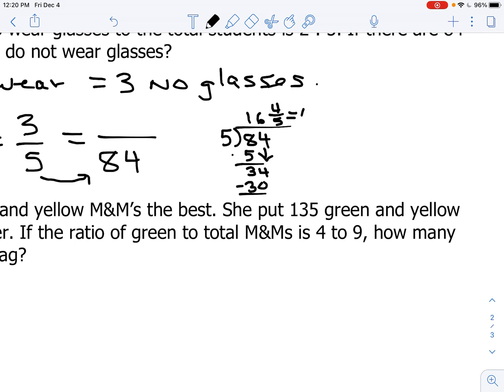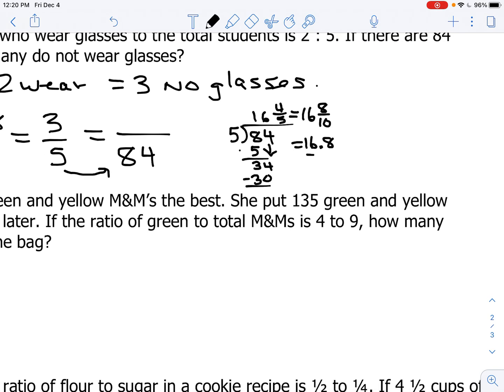16 and 4/5 is the same as 16 and 8/10, which is the same as 16.8. I would rather multiply with a decimal when I multiply with the 3 rather than the mixed number, so I don't want to have to change that 16 and 4/5 into an improper fraction. So we're going to multiply 3 times 16.8. And let's see what we come up with.